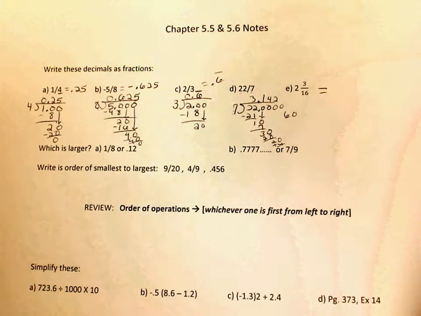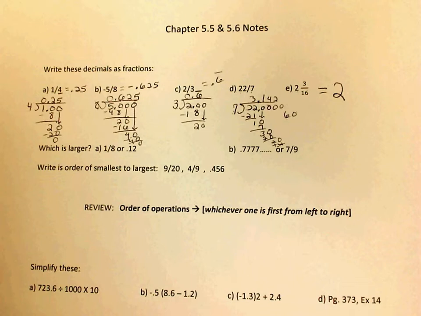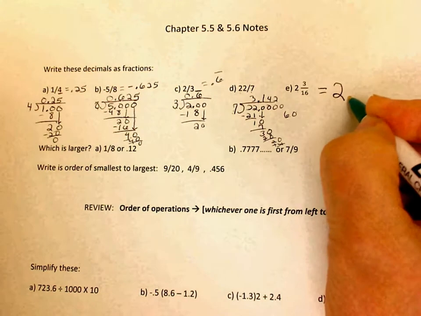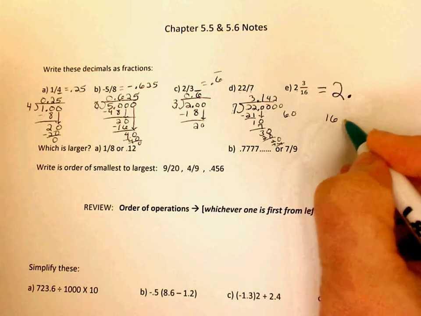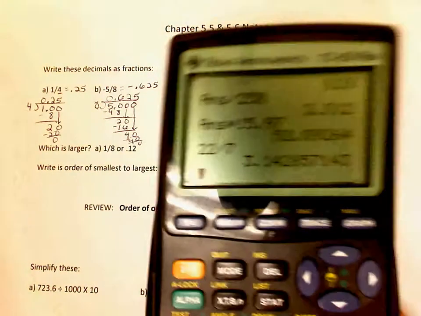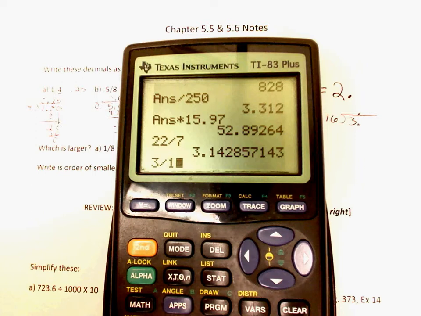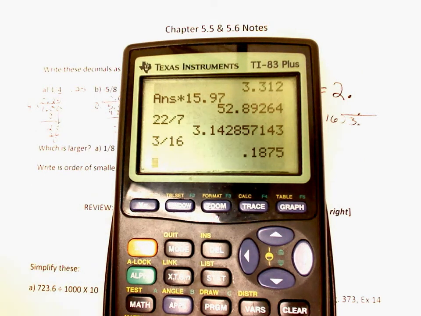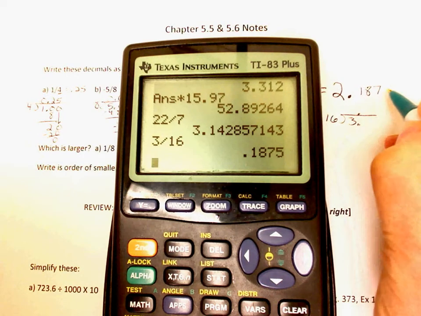Now, in number E, the whole number stays the whole number. And that was what I told you in 5.3. And then we're going to put a decimal. And we're going to cheat a little bit. We're going to use a calculator. So, we take 3 divided by 16. Aha. 0.1875.